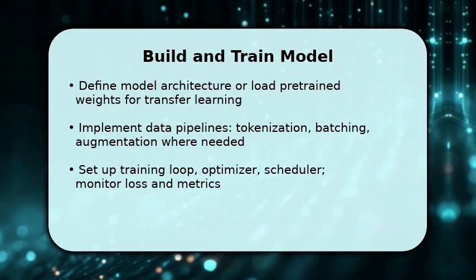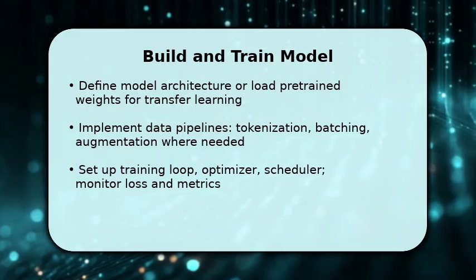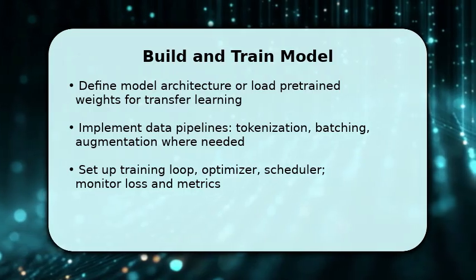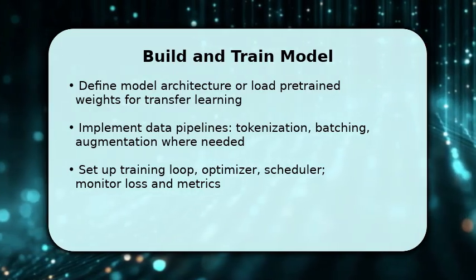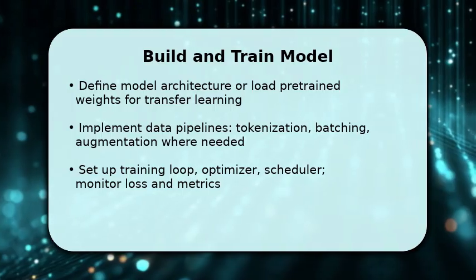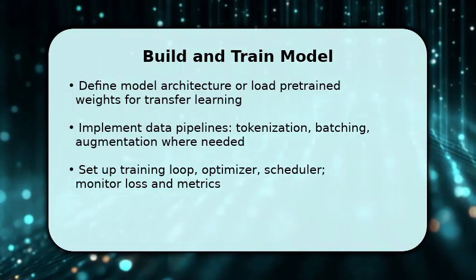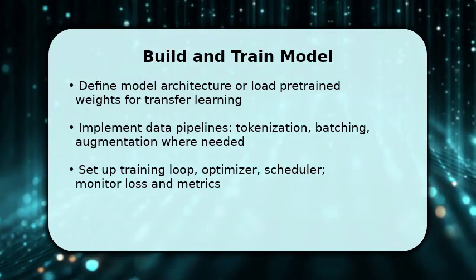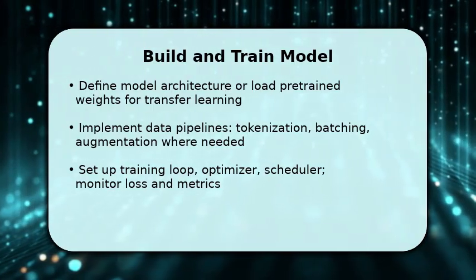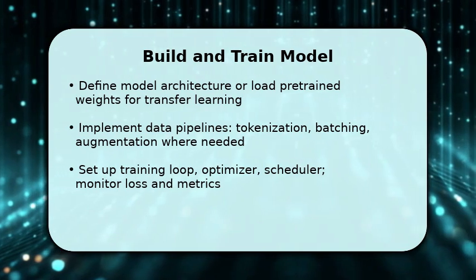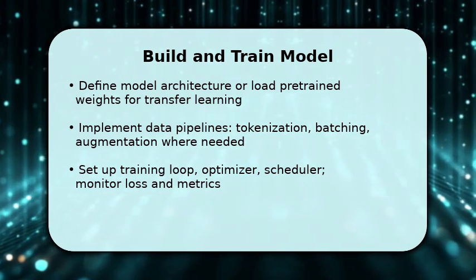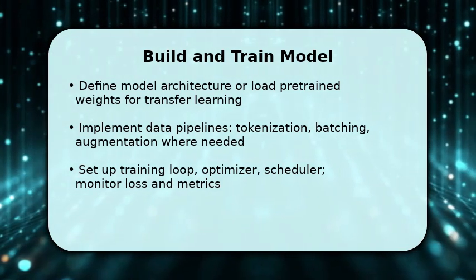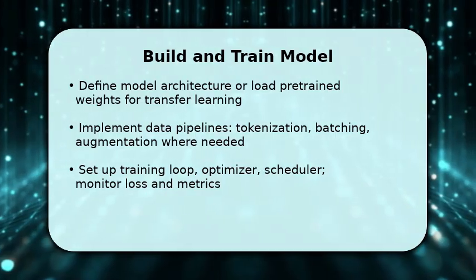Then implement robust data pipelines, tokenize or normalize inputs, create efficient batching, and add light augmentation if applicable, because throughput matters. Next, configure the training loop with a sensible optimizer and learning rate schedule while logging loss and validation metrics so you can detect overfitting early. Finally, checkpoint frequently to avoid losing progress and to enable easy rollback.